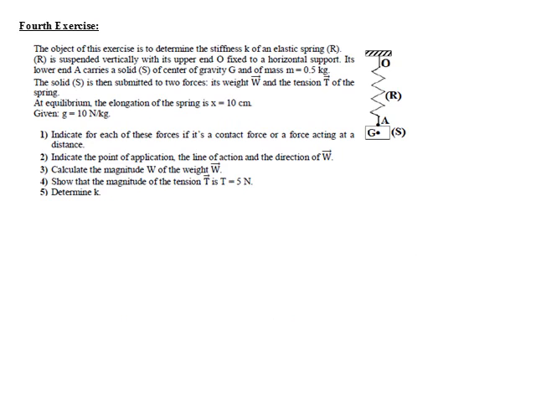Fourth exercise. The object of this exercise is to determine the stiffness K of an elastic spring R. R is suspended vertically with its upper end O fixed to a horizontal support. Its lower end A carries a solid S of center of gravity G and of mass M equals 0.5 kilogram. The solid S is then submitted to two forces, its weight and the tension of the spring. At equilibrium, the elongation of the spring is 10 cm, given g equals 10 Newton per kilogram.